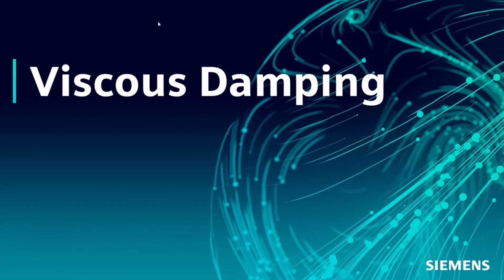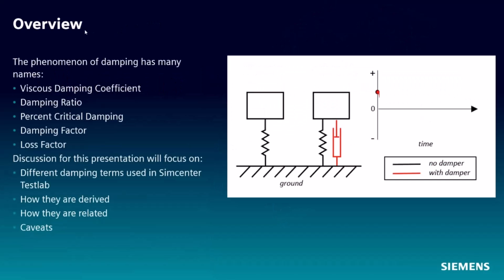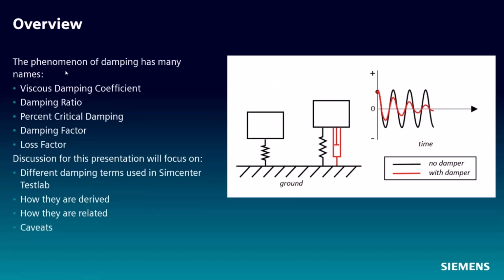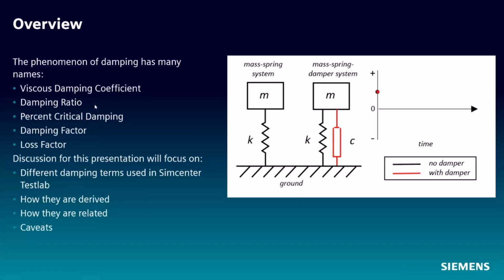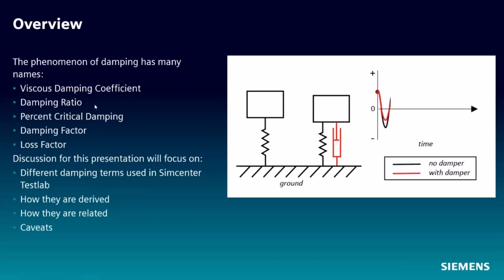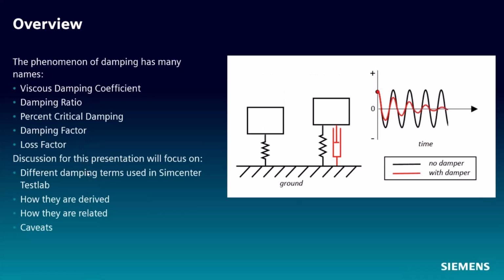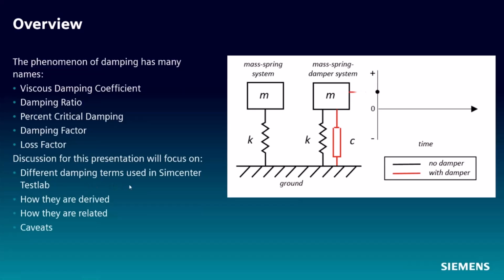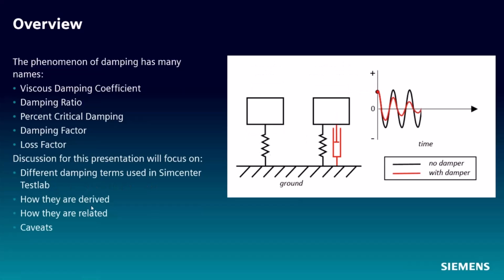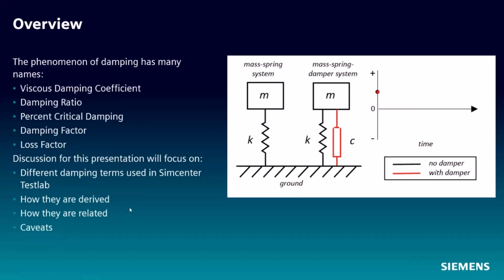We're going to talk today about damping, in particular viscous damping. Damping has a lot of different names. You have the viscous damping coefficient, damping ratio, percent critical damping, damping factor, loss factor, and it goes on and on. In this presentation, we're really going to be focusing on damping terms that are in Test Lab, where they come from, how they're related, and some caveats for that relationship.